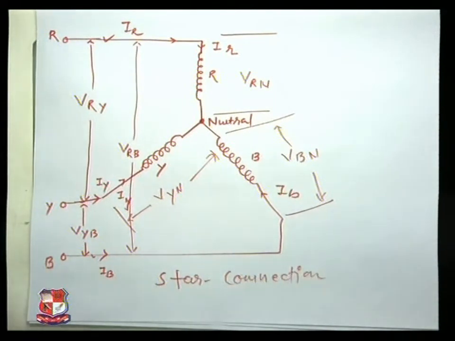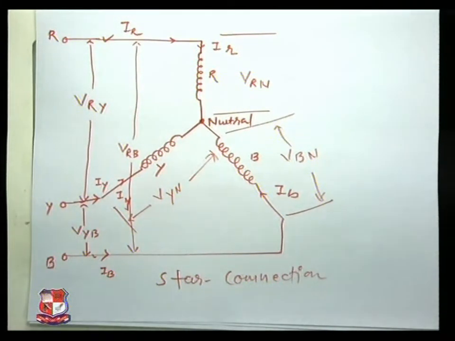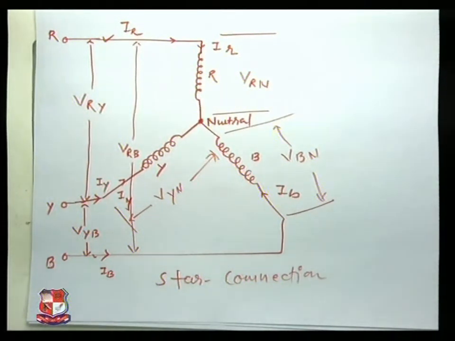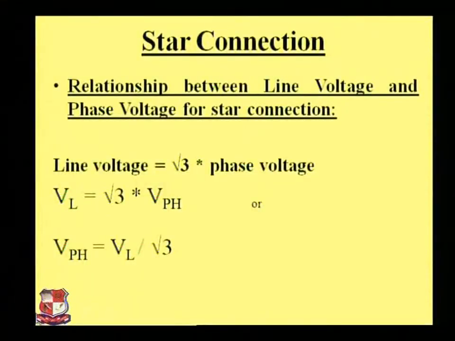You can also draw the same way as for the delta connection. So here you are just getting the idea about the line voltage, line current, phase voltage and the phase current. Now the relationship between this line voltage and line current, phase voltage and phase current, first of all, for the star connection. The line voltage is √3 times greater than your phase voltage for the star connection.